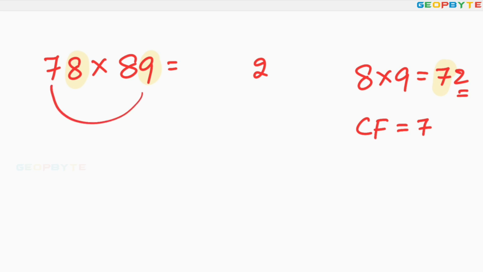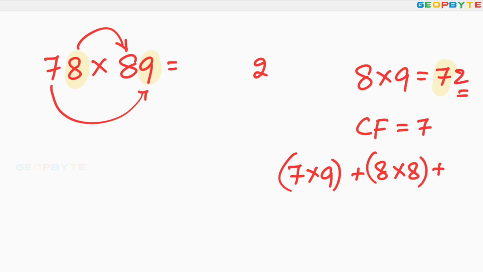Then multiply 7 and 9. 7 into 9 plus 8 into 8. 8 into 8 plus carry forward 7. So you simplify this one for getting 134. You select the unit place digit. You write that value here, 4. Then what is the carry forward? Equal to 13.